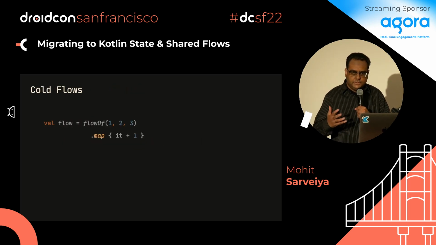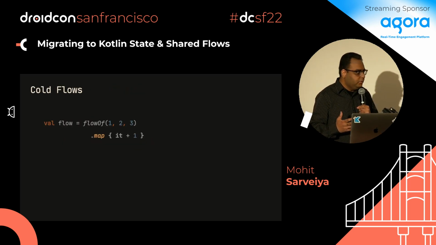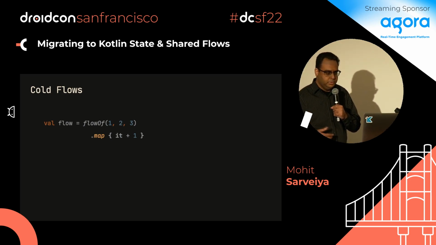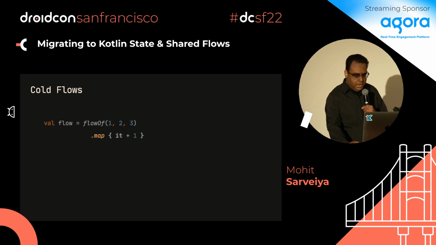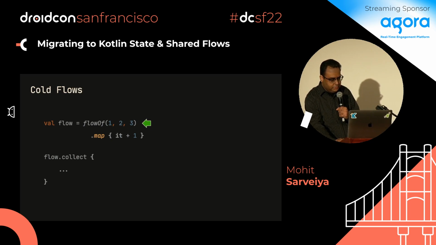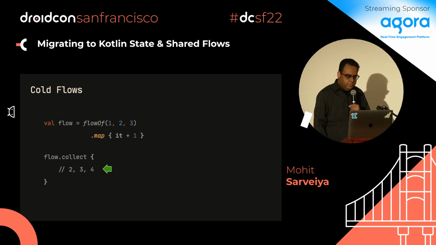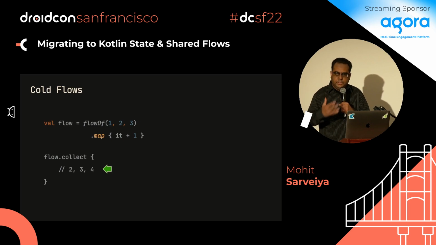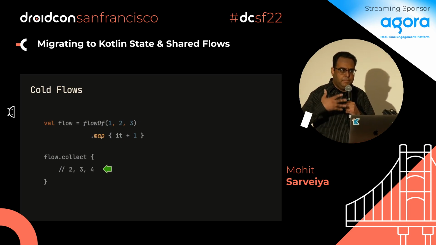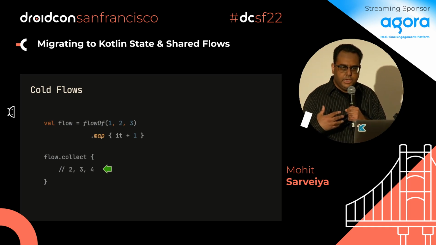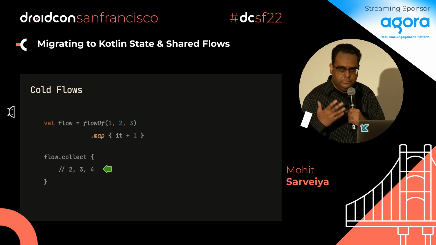Let me give you a very simple example of a cold flow. It's very simple, using flowOf that emits 3 items, 1, 2, and 3, and you have a map operator. If I were to collect from this, it's going to emit the first 3 items, go through the map operation, and then collect and give you the result. What's important to understand is that after the emissions complete, this flow will complete. There is an onCompletion extension that you could intercept that's going to get called. That's a behavior of cold flows.